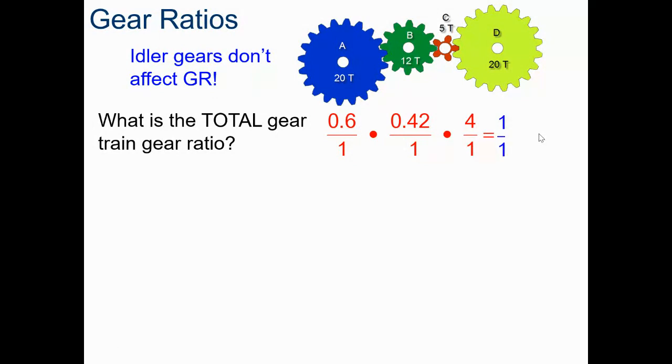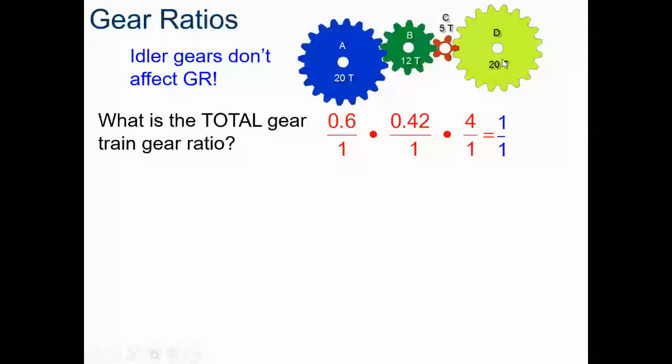So what's happening? Well, what it turns out, and that's what they're saying here, is that these idler gears really don't affect our gear ratios. So when we're trying to figure out the gear ratio for any simple gear train, again, it doesn't matter how many gears are in it, all we want to look at is the input and the final output. And that is going to determine our gear ratio.